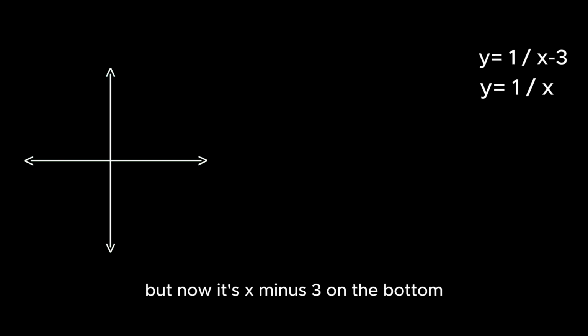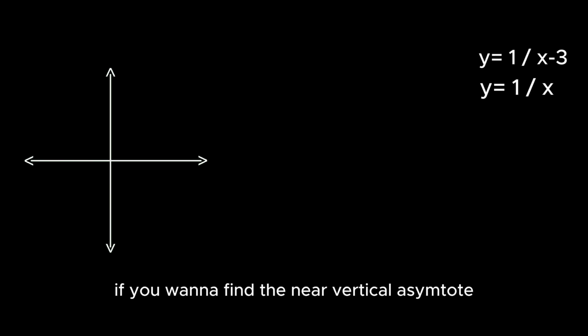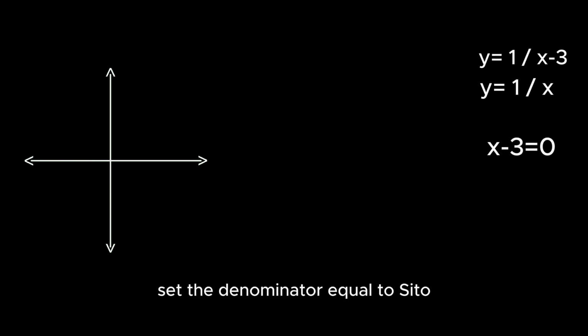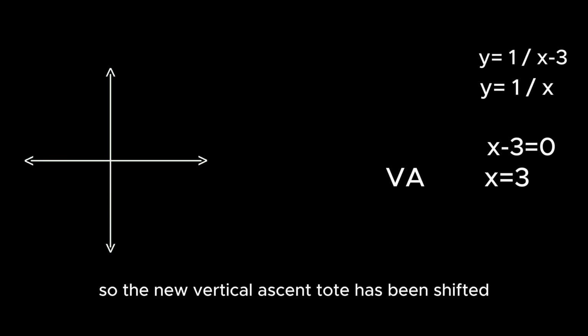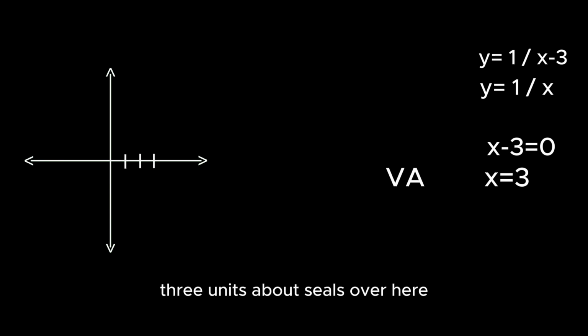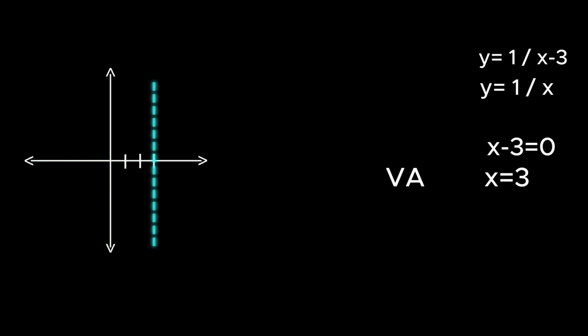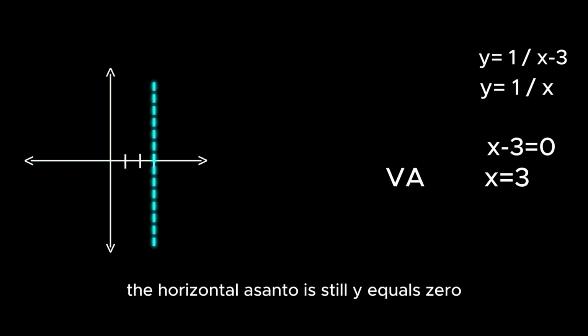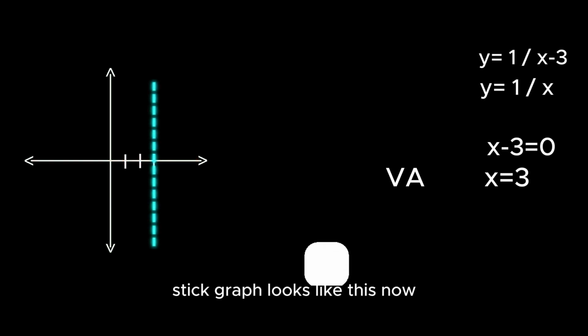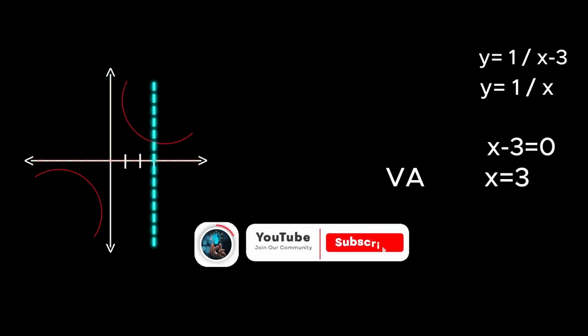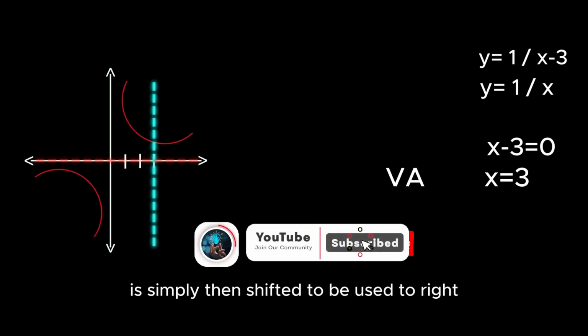But now it's x minus 3 on the bottom, so it's going to shift 3 units to the right. If you want to find the new vertical asymptote, set the denominator equal to 0. So the new vertical asymptote has been shifted 3 units to the right, so it's over here. The horizontal asymptote is still y equals 0. So the graph looks like this now. It's simply been shifted 3 units to the right.